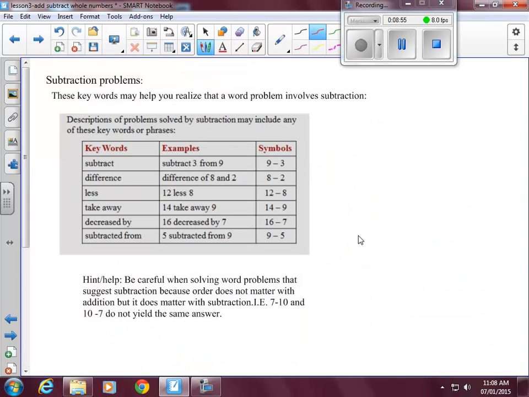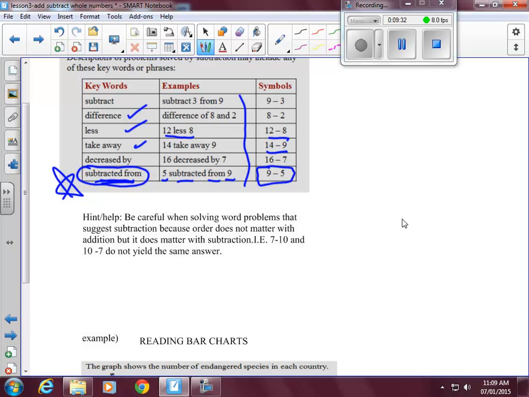Likewise, there's got to be keywords for subtraction. So a word problem that involves subtraction, look out for the words difference, less, take away, and see how the translations are over here. 12 less 8 translates to 12 minus 8. 14 take away 9 translates to 14 minus 9. Big star on this one. This is the one that gets people right here. Subtracted from. When you say 5 subtracted from 9, look at how that translates. 9 minus 5. You see that? So just be careful with the translation.